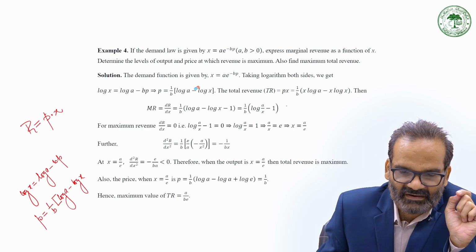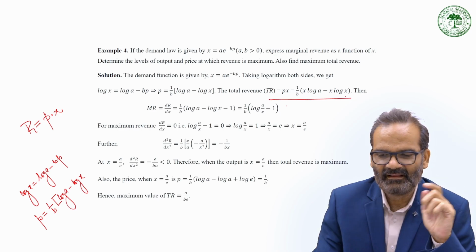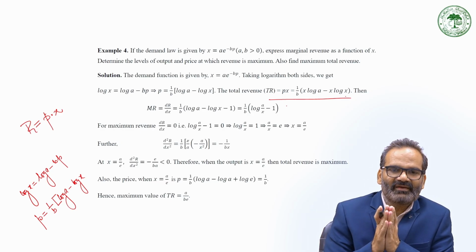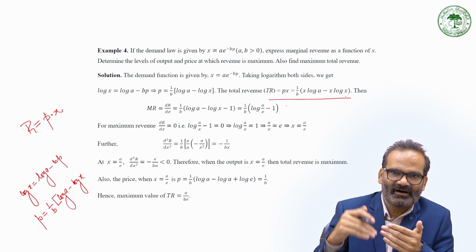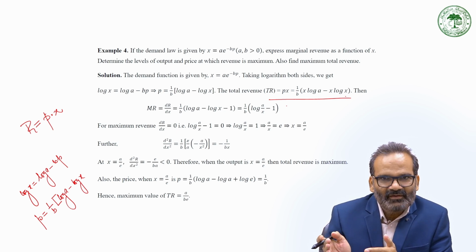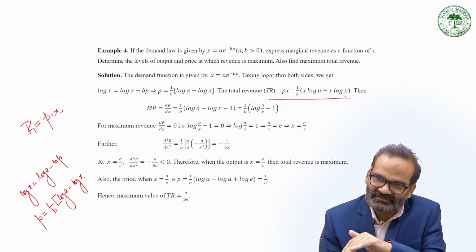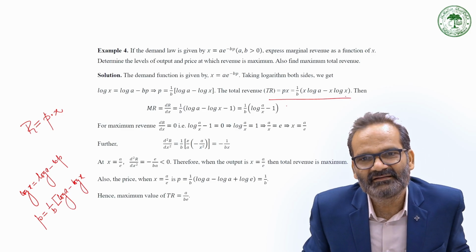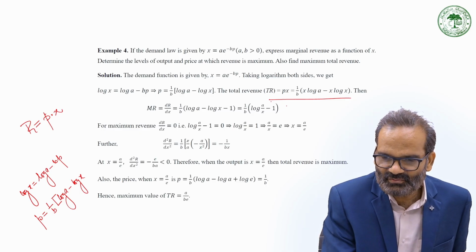Determine the level of output and price at which the revenue is maximum. So naturally, now you can proceed yourself, right? Total revenue function is with you. What you have to do is find the value of X for which this total revenue is maximum. So find its first derivative, and put it equal to 0. You will get certain stationary points. Then find the second derivative and put the stationary points in it. If the second derivative is negative, then that stationary point will be considered a point of maximum.